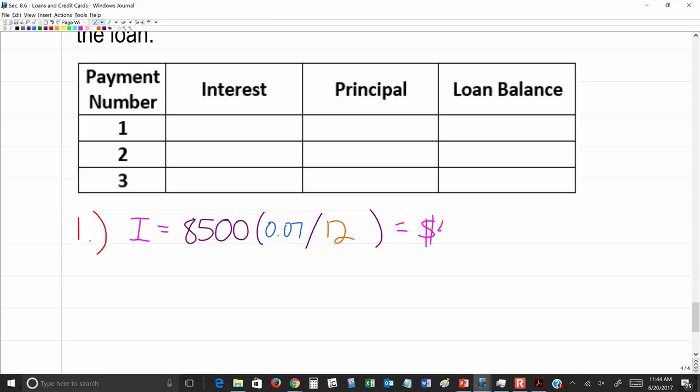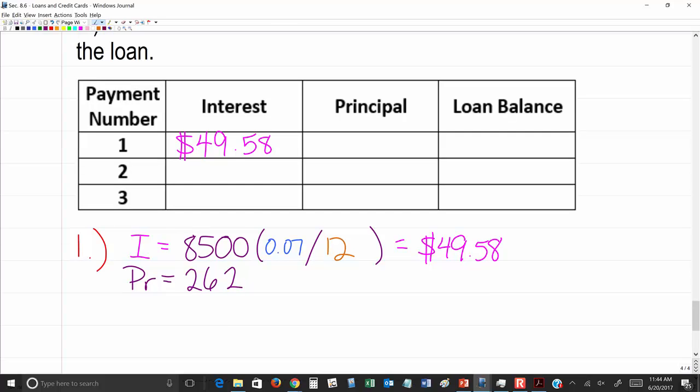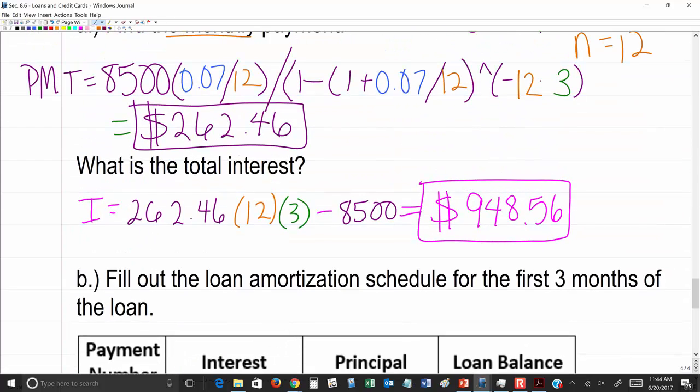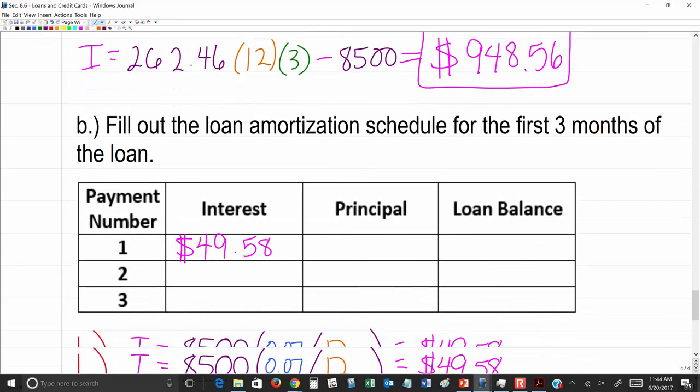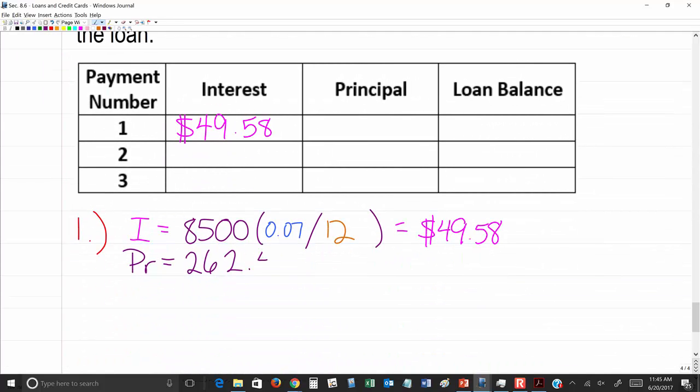So that's $49.58. Then the principal that you're paying out of your first payment equals the amount of the payment minus the interest, so that would be the 262.46. All right, so that's the total amount of your payment.